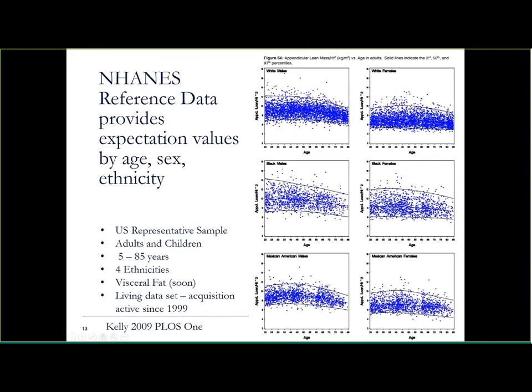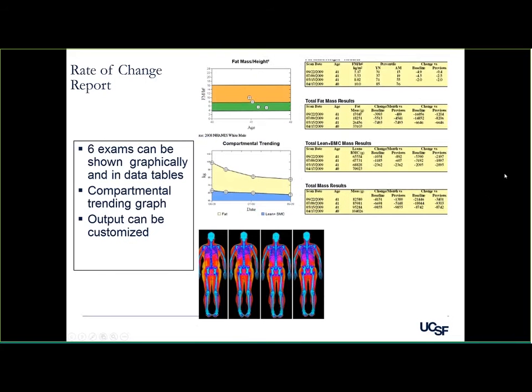And with the NHANES reference data, you have an exceptional capability to get expectation values by sex, ethnicity, and age. That's from 5 years; on NHANES it's down to 7 years old and up to about 85 years old. Visceral fat and subcutaneous fat is going to be released in about 2 months. So you then will have that same power to look at visceral fat across the U.S. population as well. You can also monitor rate of change in the reports by looking at each of these values and looking at statistically significant changes over time.